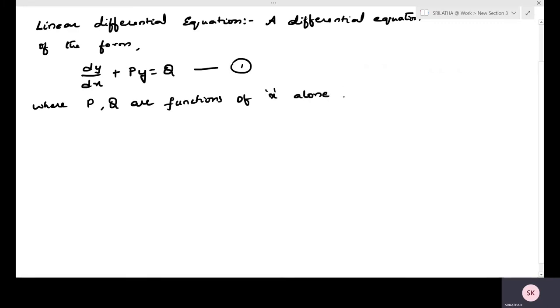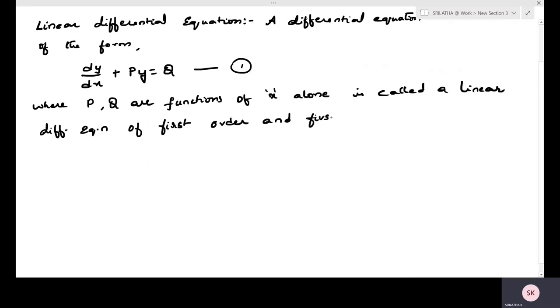It is called a linear differential equation of first order and first degree. Now let us see how to solve this equation.